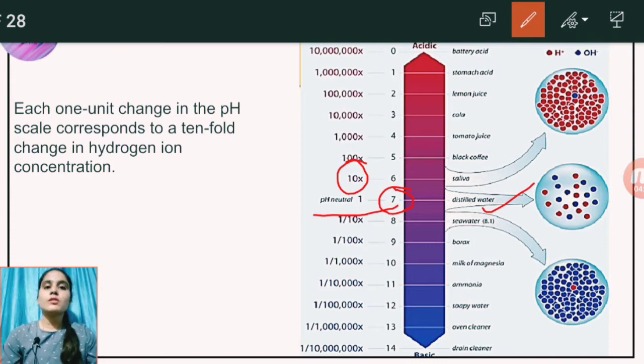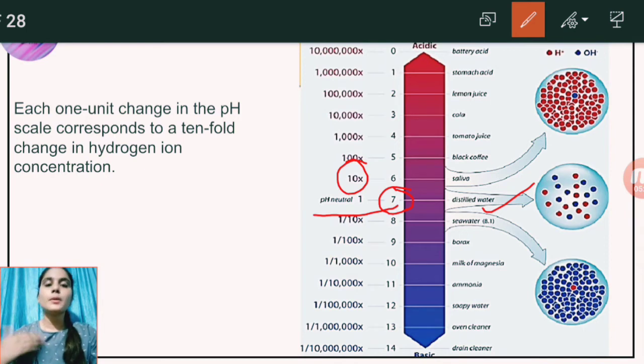You can also take it with another solution. For example, if a solution has pH 7 and you are adding 10 times more acid compound to it, then it is going to decrease the pH by 1.